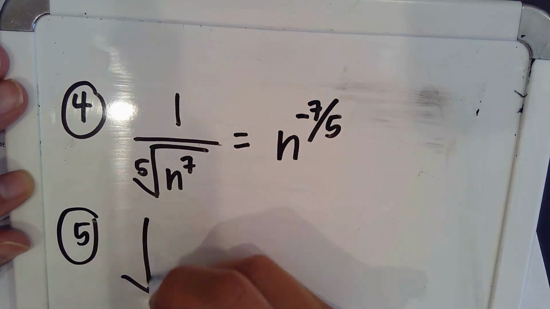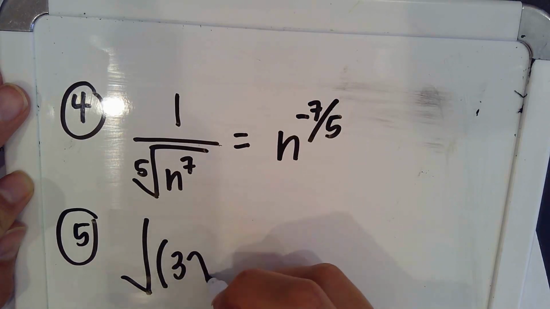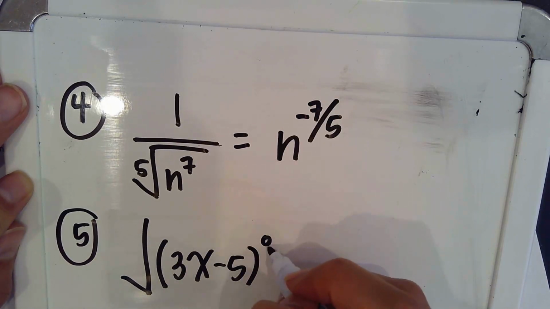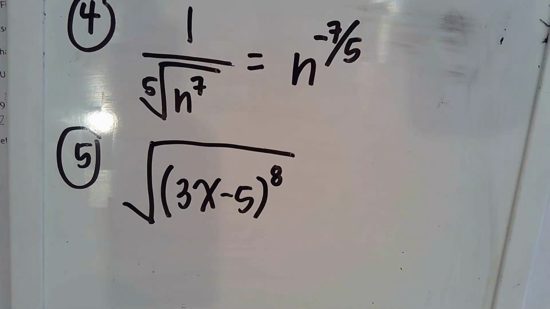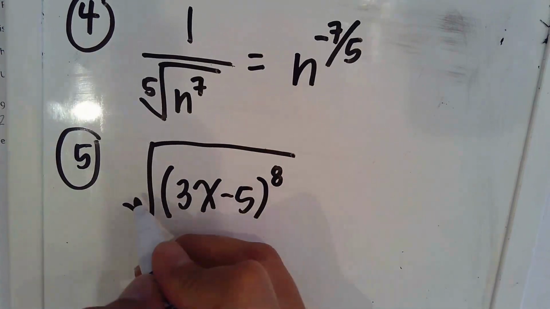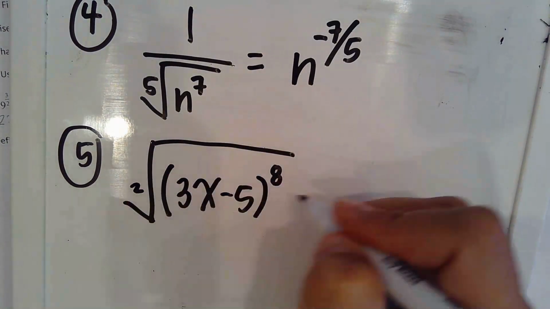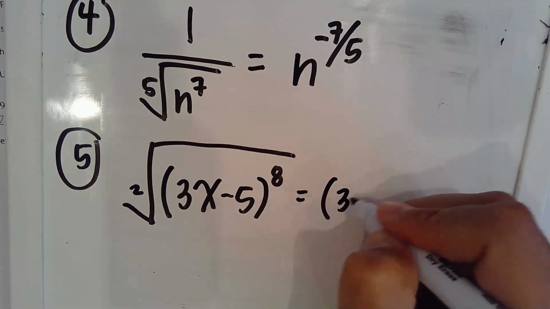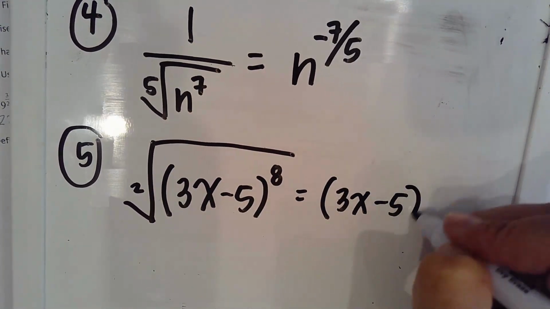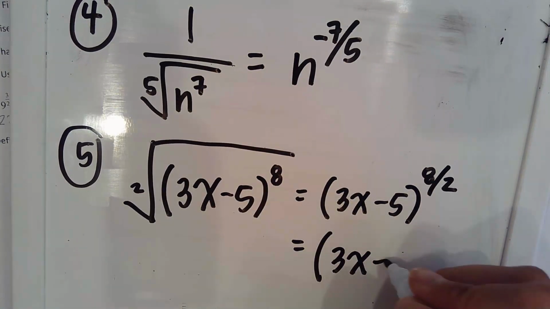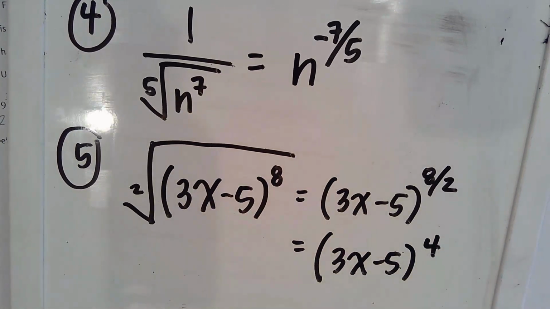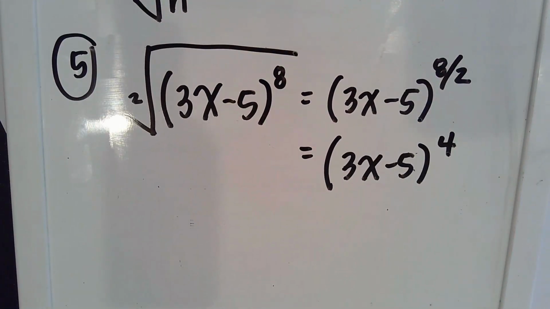Alright, what about this one? This one's the square root of 3x minus 5 raised to the 8th power. This is interesting here. So what's the index understood to be? It's understood to be a 2. So this will be 3x minus 5 raised to the 8th divided by 2. So this is going to be 3x minus 5 raised to the 4th power. Not too bad, right? You could multiply that out, but we haven't done that yet. So we'll get to that soon.